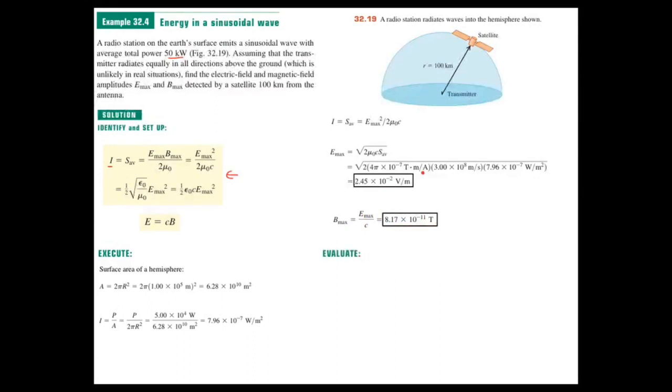It's sort of interesting. This electric field is quite measurable. It's small, but it's not infinitesimally small. The magnetic field associated with the transmitted wave is very, very tiny. It cannot really be detected. So the electronics of the satellite is really detecting the electric field of the traveling electromagnetic wave. And this ends example 32.4.